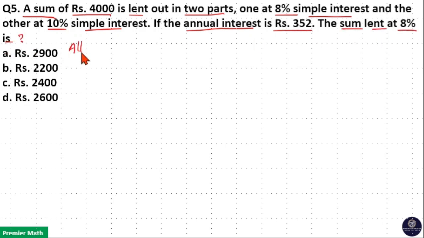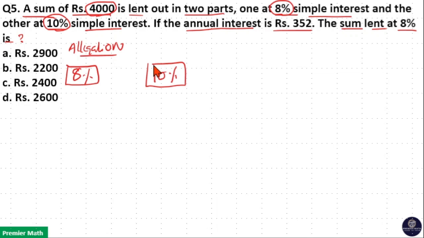Here, alligation is the best method for these types of problems. Total money is 4,000 and one part of 4,000 is lent at 8% and the other part lent at 10%. Now, annual interest received is rupees 352. This 352 rupees is received from this 8% and 10% sum.